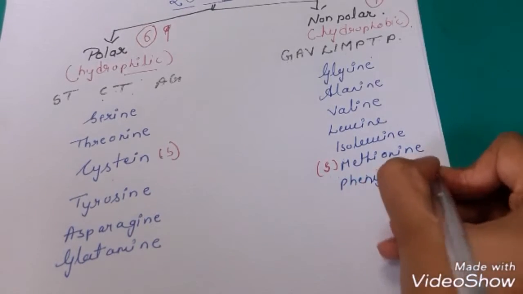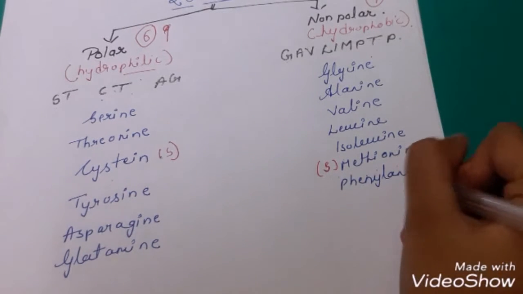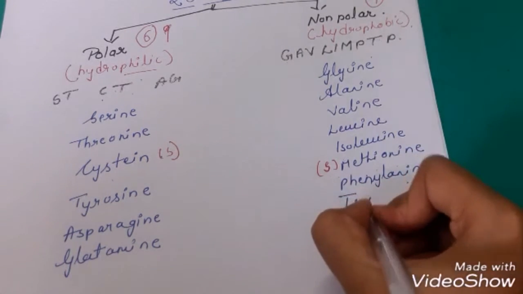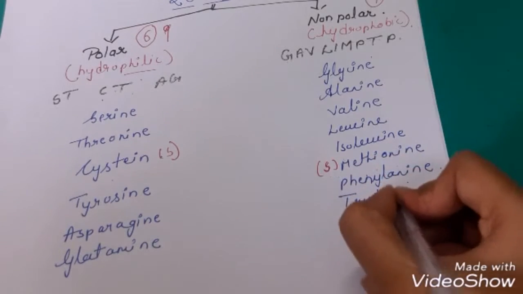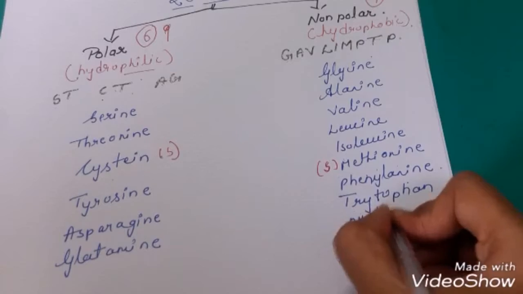We will see in further videos the disease related to phenylalanine, which is due to deficiency of the enzyme phenylalanine hydroxylase, and which gives us the disease phenylketonuria. We will see it in our future videos. So the next one is tryptophan, and the last one is proline.